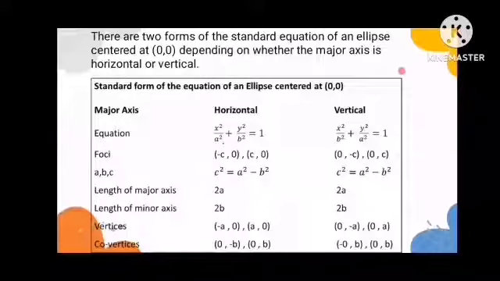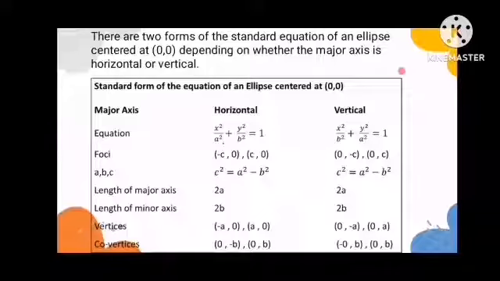For the foci, (negative c, 0) and (c, 0) for the horizontal. For the vertical, (0, negative c) and (0, c). The relationship of a, b, and c is c squared equals a squared minus b squared, for both horizontal and vertical. That is the formula for c. The length of the major axis is 2a, for both horizontal and vertical. The length of the minor axis is 2b, for both horizontal and vertical.